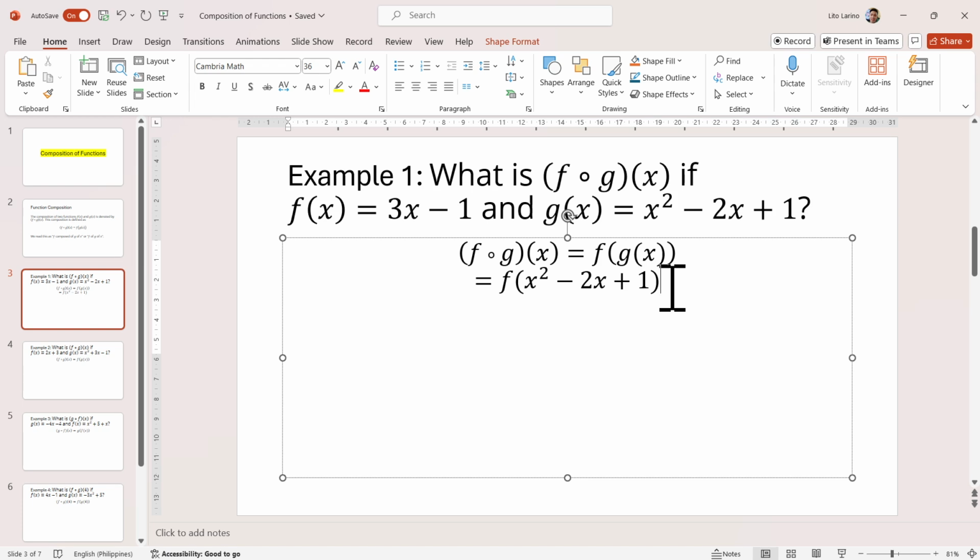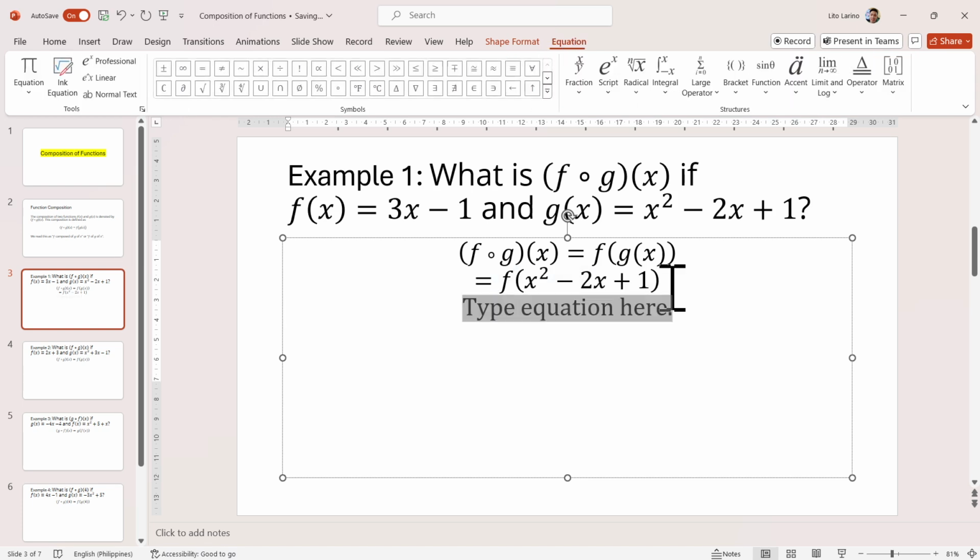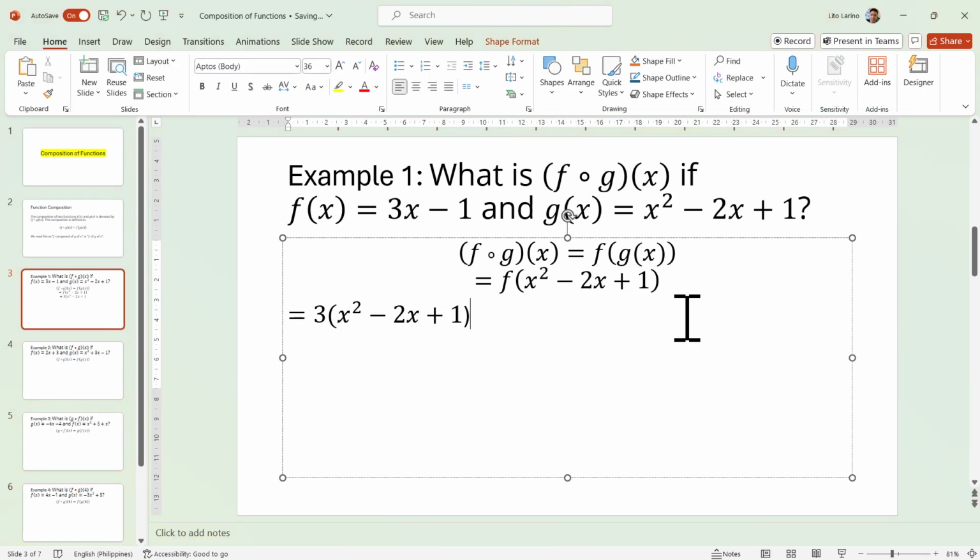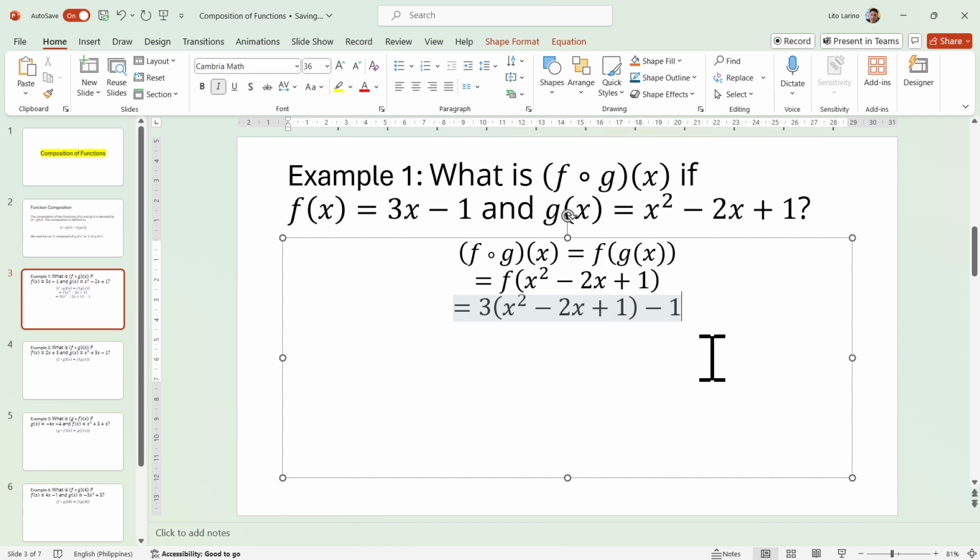Okay, so let's do this. We have, again, what's our f of x? That is 3x minus 1. That is 3 multiplied by our x, which is this expression, x squared minus 2x plus 1, the g of x, then minus 1. So as you can see, please look closely.